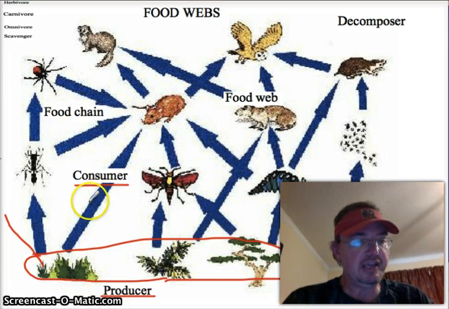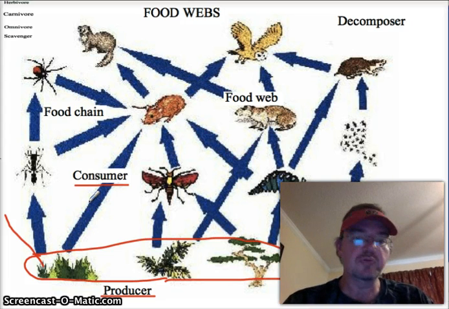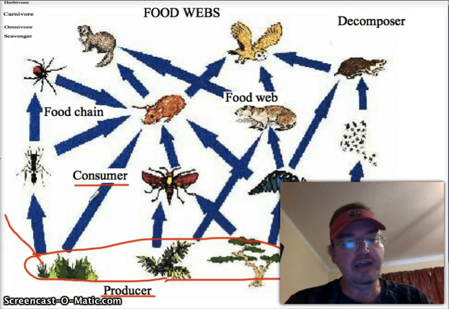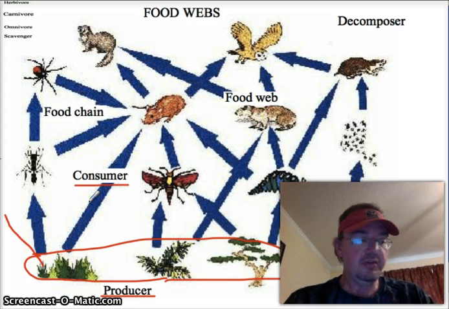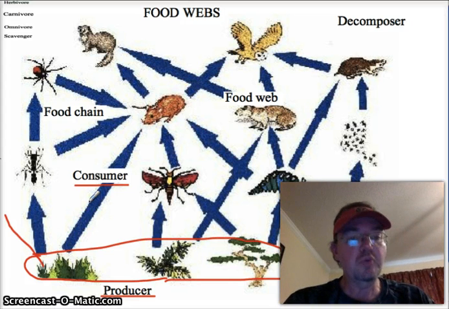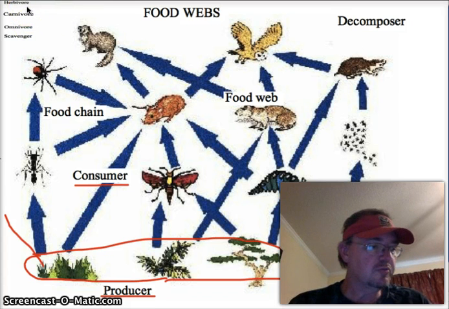Consumers, as you can guess, cannot make their own food. They have to feed upon other organisms, whether they're plants or whether they're animals. We're a consumer. We cannot make our own food. Wouldn't it be strange if we could? But anyway, we cannot make our own food, so we are a consumer. And anything that eats these plants is going to be a consumer also, and anything that eats these animals is also going to be a consumer as well.